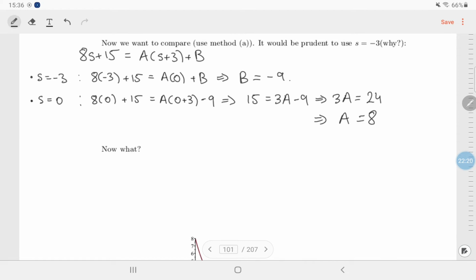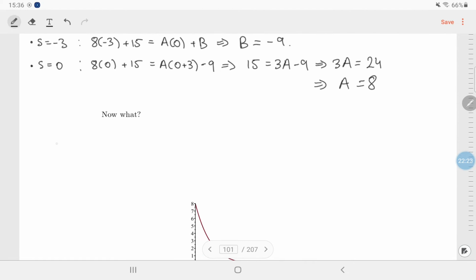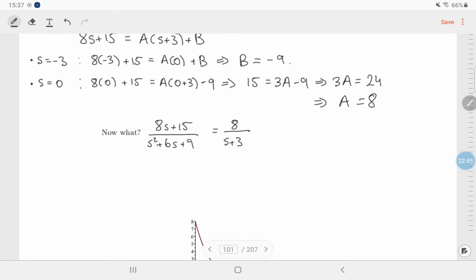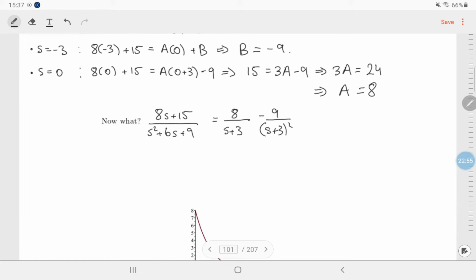Okay, so what we've shown is the complicated thing we had at the start, 8s plus 15 over s squared plus 6s plus 9, which is not in the tables, is in fact equal to a, which is 8, over s plus 3, minus 9. Is it? Ooh, I don't like this. No, I do like it. Okay.